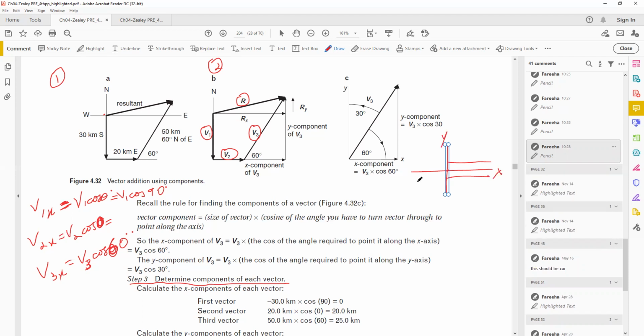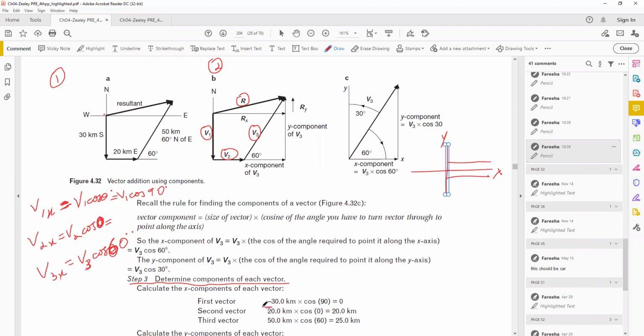So therefore this V2 is along the x-axis, that's why it's 0. Okay? And the other thing you should notice is that this V1, you know positive y axis is upwards and negative y axis is downwards. This one is downwards, that's why we have the minus sign here.